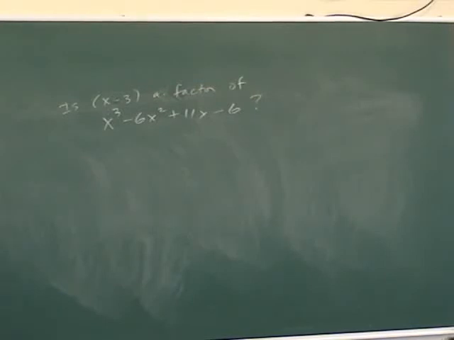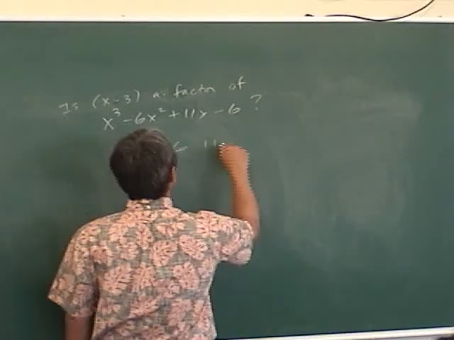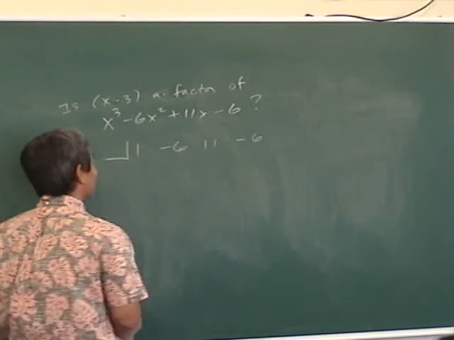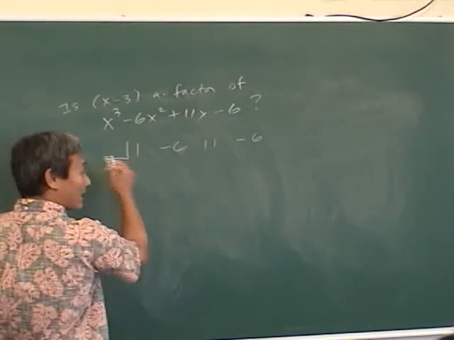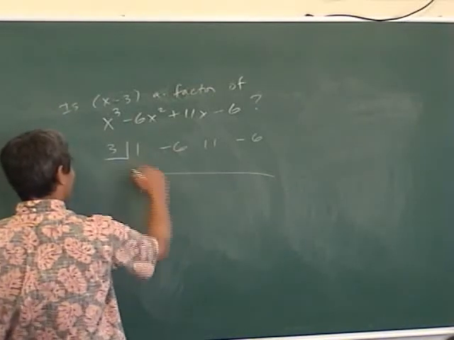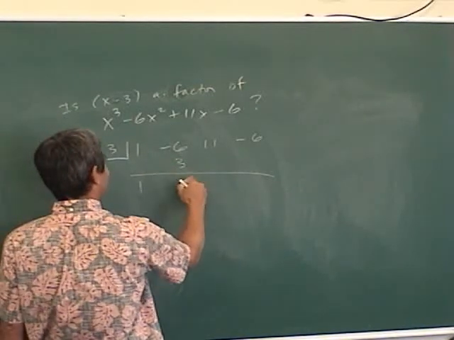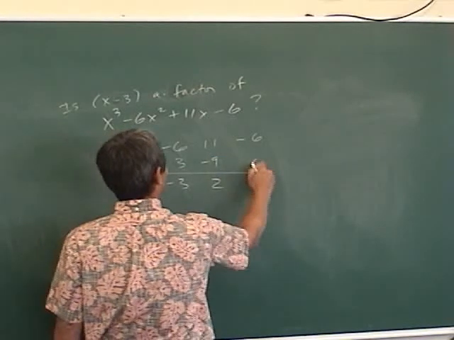You do synthetic division, that's right. So you write down the coefficients: 1, negative 6, 11, negative 6. Okay, what number do I put in the box? 3. X minus the number in the box, right? So let's do synthetic division. 1, multiply, add, multiply, add, multiply, add.